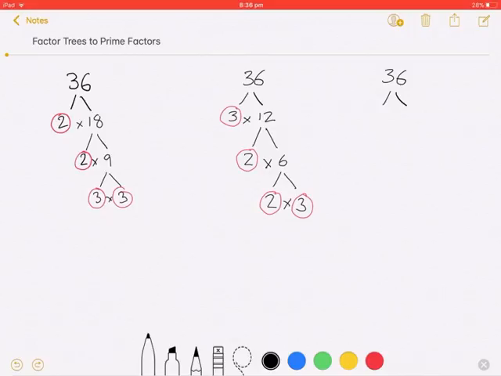I'm going to have another go. I've done 3. I know 4 9s are 36. So I can do 4 multiplied by 9. Neither of those are prime, but 4 I can do 2 times 2. 2 multiplied by 2. There, and I can circle the 2s because they are prime factors. And 9, I can do 3 times 3.